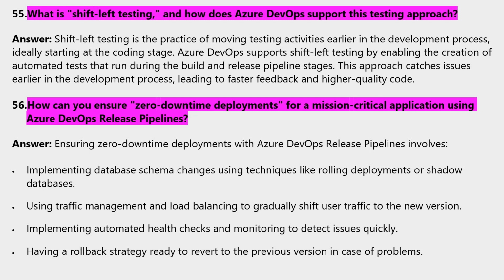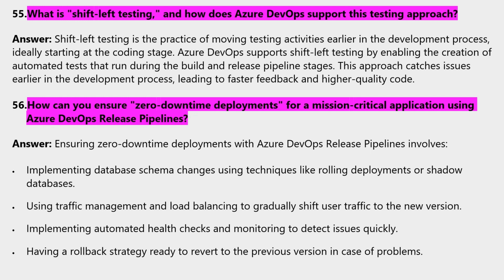What is shift-left testing and how does Azure DevOps support this testing approach? Answer: shift-left testing is the practice of moving testing activities earlier in the development process, ideally starting at the coding stage. Azure DevOps supports shift-left testing by enabling the creation of automated tests that run during the build and release pipeline stages. This approach catches issues earlier in the development process, leading to faster feedback and higher quality code.